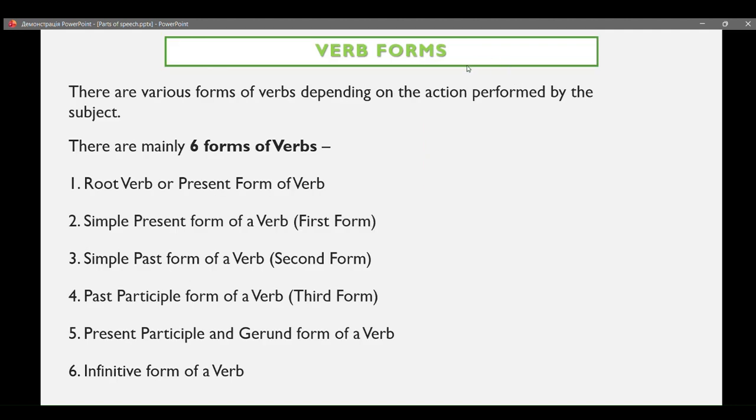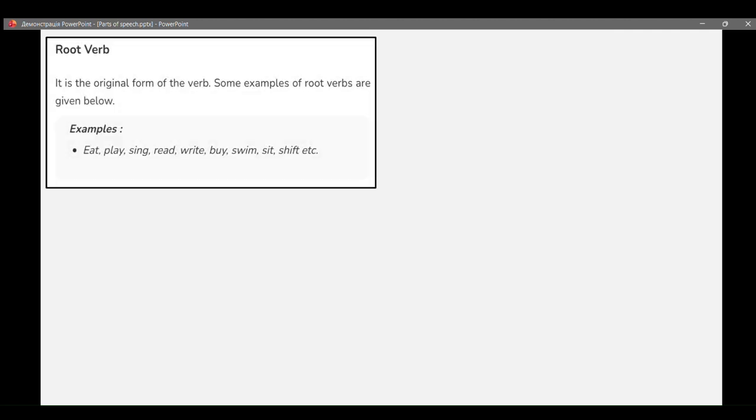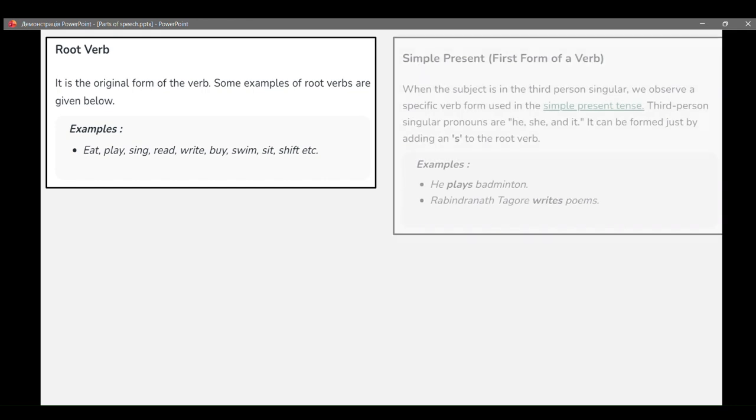Verb forms. There are various forms of verbs depending on the action performed by the subject. There are mainly 6 forms of verbs. Let's have a look at each of them. Root verb is the original form of the verb. Some examples of root verbs are given below. Eat, play, sing, read, write, buy, swim, sit, shift, etc.